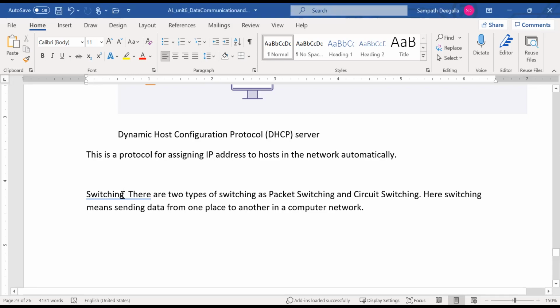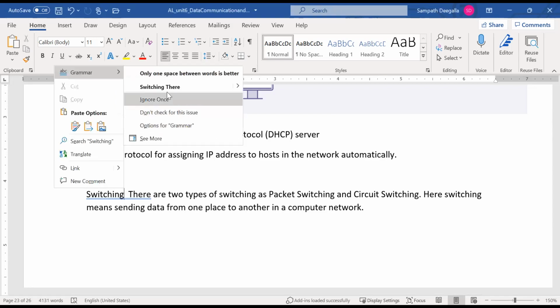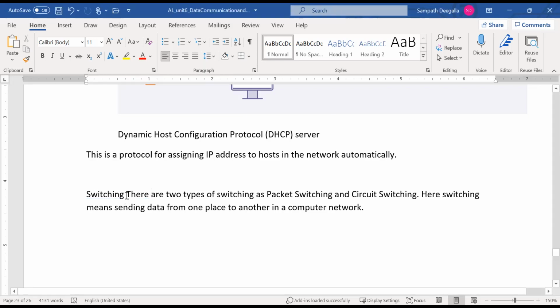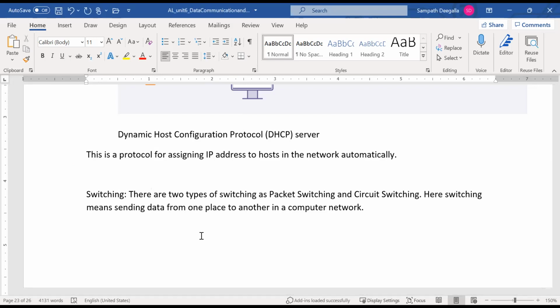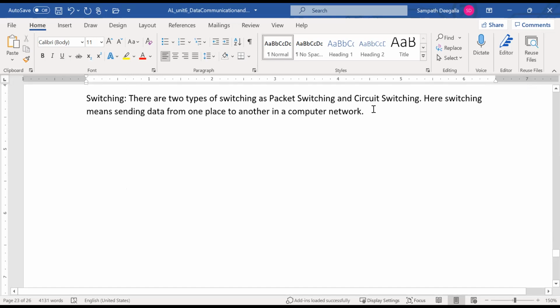The next thing that we are discussing is switching. Here in switching, there are two types I will explain, packet switching and circuit switching. The term switching means data is actually forwarded from one place to another in a computer network. So let's look at packet switching first.